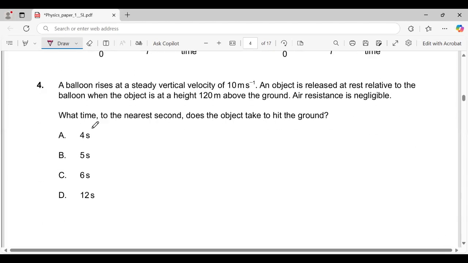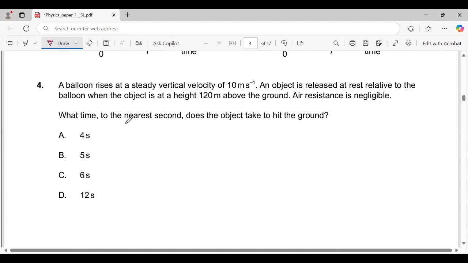A balloon rises at a steady vertical velocity of 10 meters per second. An object is released at rest relative to the balloon when the balloon is at a height of 120 meters above the ground. Air resistance is negligible. To the nearest second, what time does the object take to hit the ground?